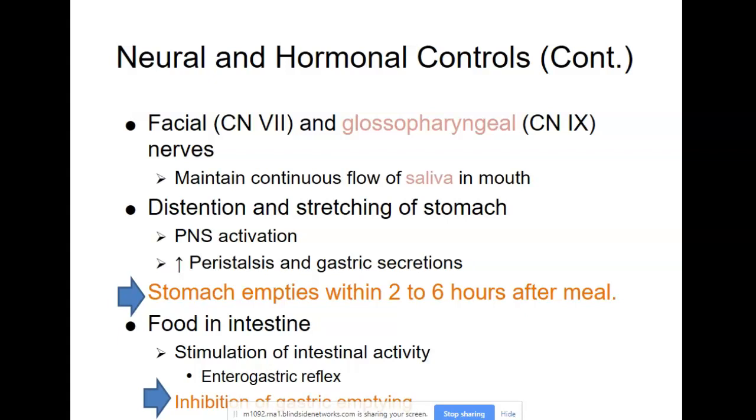So the reason 2 to 6 hours is the window is because, do you eat 3 large meals a day? Do you eat maybe 5 small meals a day? So it really depends. The less you eat, the quicker it empties. The more you eat, the longer it empties.